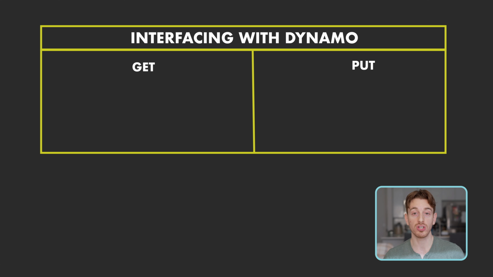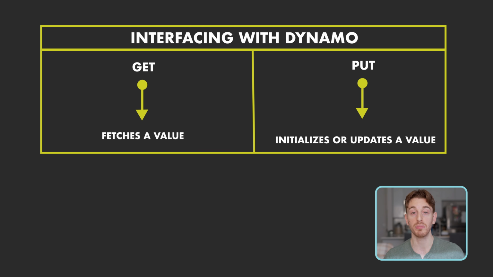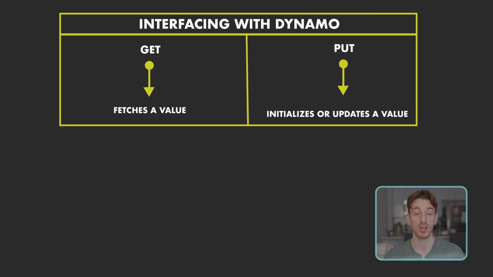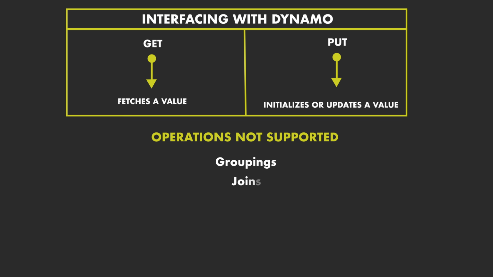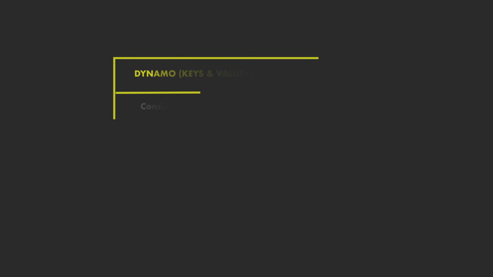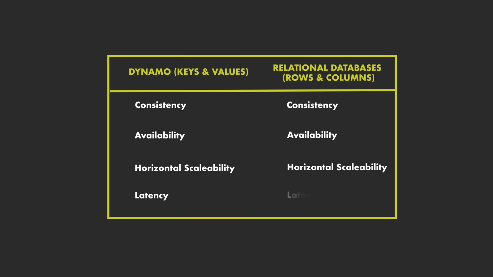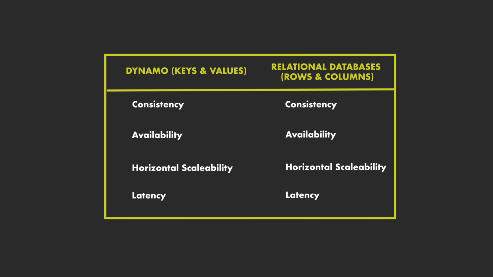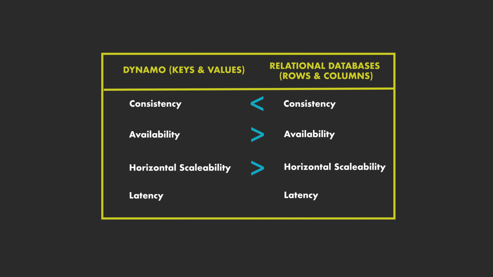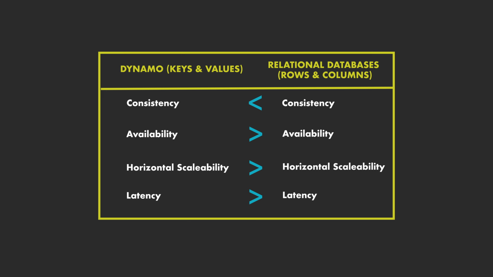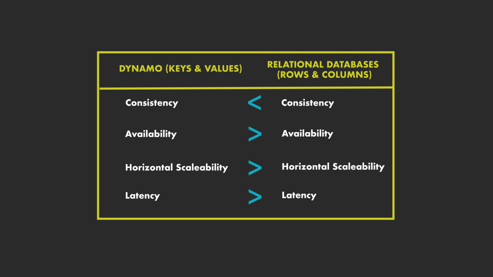A get operation fetches data from the system based on the key, and a put operation either initializes or updates the value for the given key. So there are no complex queries or operations on multiple data items like in relational databases. Dynamo made another decision that differentiated itself from the relational pattern. While transactions in relational databases are ACID, Dynamo sacrifices the consistency part of it to be faster and more available.